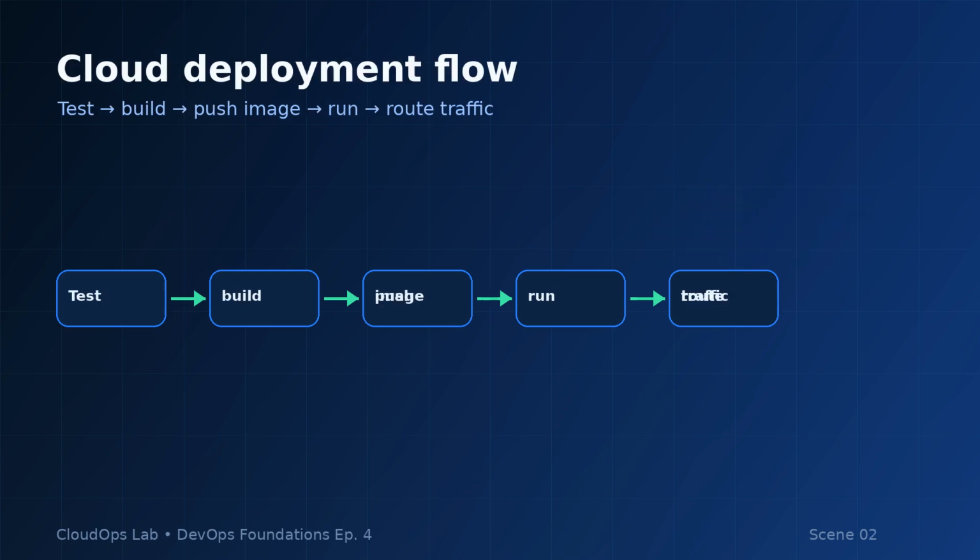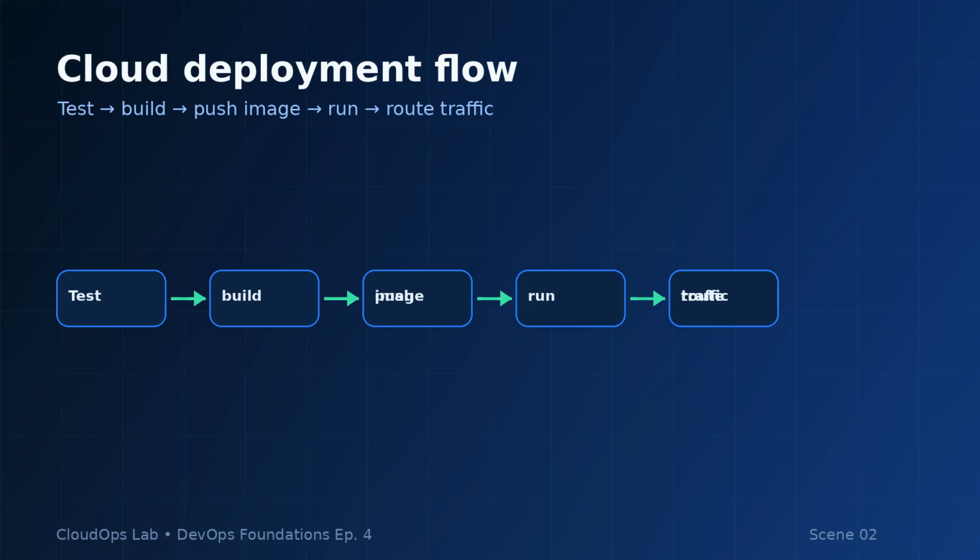First, your CI pipeline tests the code. Second, the pipeline builds a Docker image. Third, it tags the image with a version, often the commit SHA. Fourth, it pushes the image to a container registry. Fifth, AWS pulls that image and runs it on a compute platform. Sixth, traffic is routed to the running application. That is the big picture. Build an image, store it, run it, route traffic to it, and monitor it.